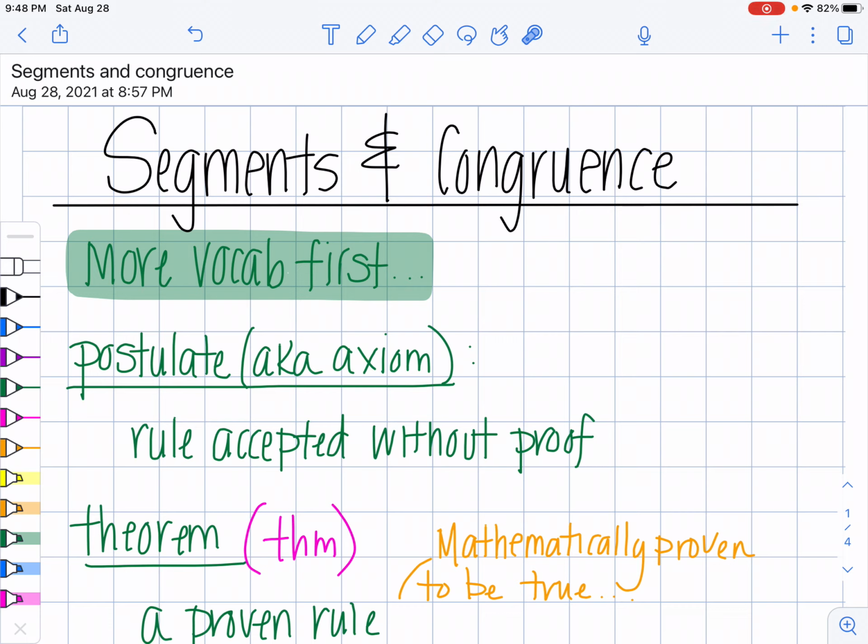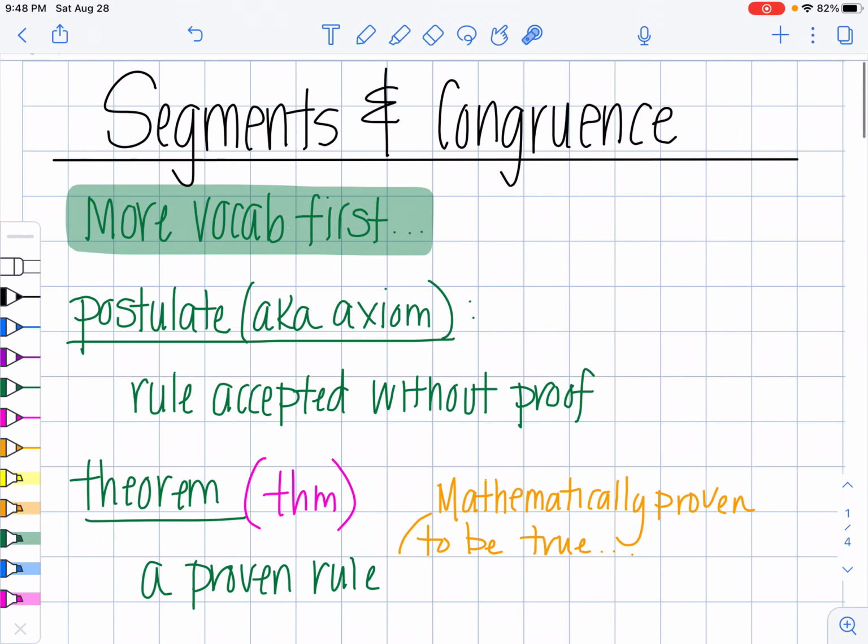geometry. So the first one is called a postulate or an axiom. And it's a rule that we accept in geometry without proof, which means it's never been proven to be true, like with an actual mathematical proof, which we are going to learn how to do in this class. It's never been proven to be true, but no one's also ever proven it to be false. So it's something that we accept is true. There's not a lot of these, but there are some.